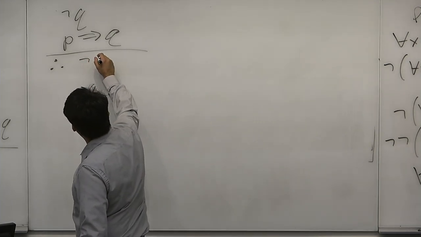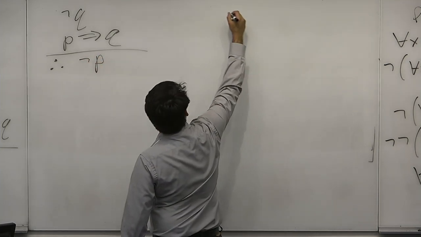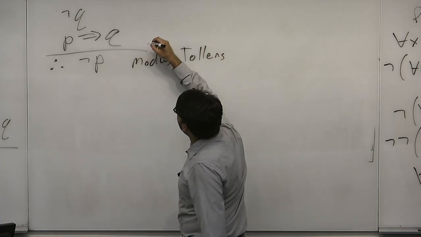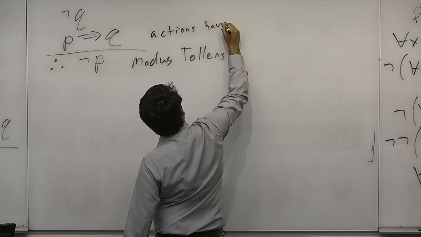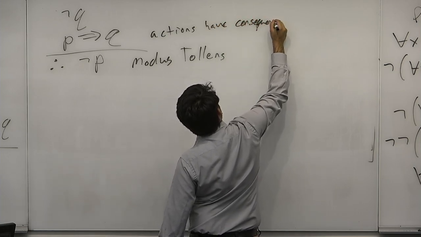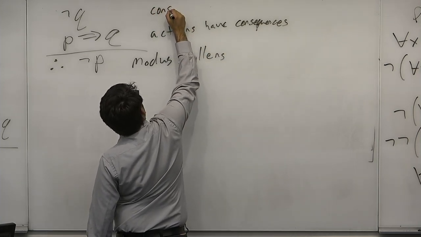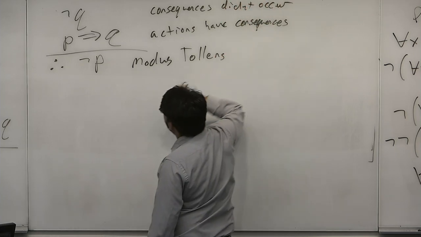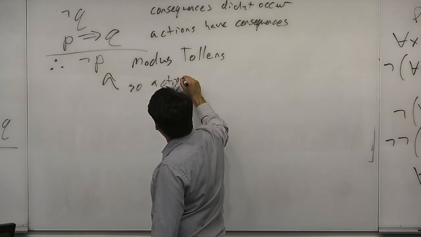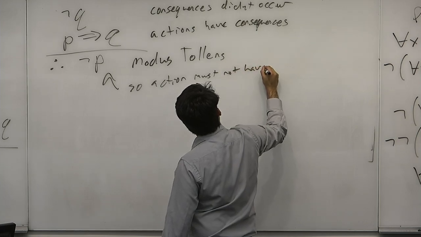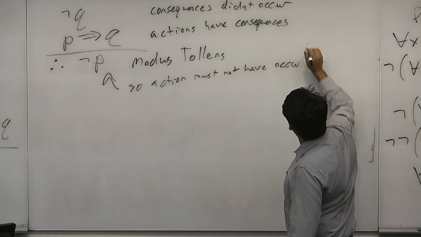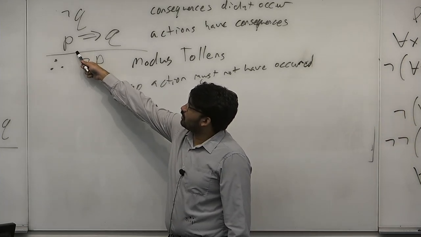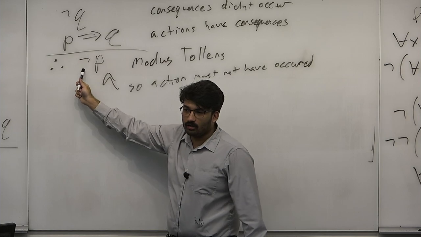Not P. That's correct. This is called modus tollens. P implies Q is: actions have consequences. Right? Consequences didn't occur, so the action must not have occurred. You agree with it that way? If you get into a car crash, then you will die. You're not dead, so you must not have gotten into a car crash yet.